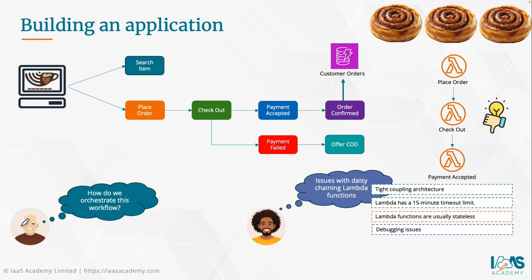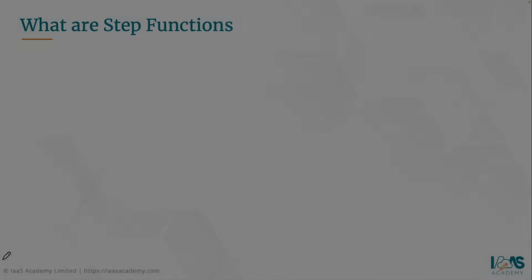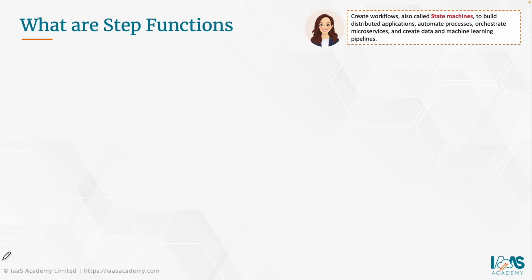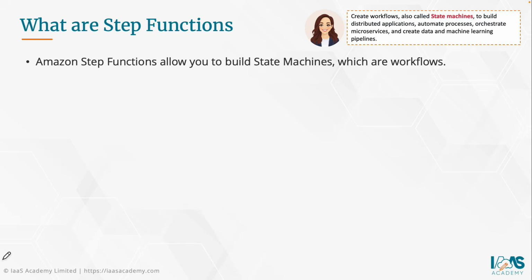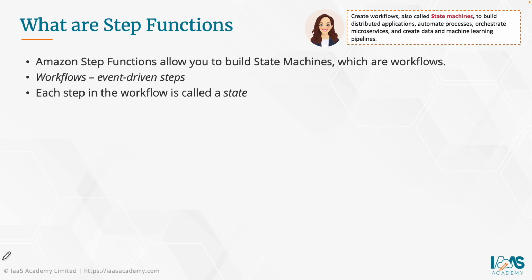And so really what we need is some service that can help us orchestrate this workflow of Lambda functions, because ultimately each Lambda function is designed to perform one specific task. And so that's where Step Functions come into play. They help you build distributed applications, automate processes, orchestrate microservices, and create data and machine learning pipelines. Step Functions allow you to build what are called state machines. These are essentially workflows that help you to design event-driven architectures and event-driven steps from start to finish, so that your application can complete the purpose that it was designed for. Each step in a workflow is called a state.